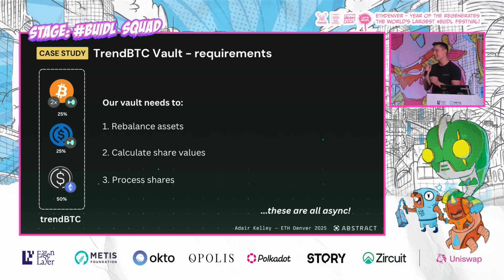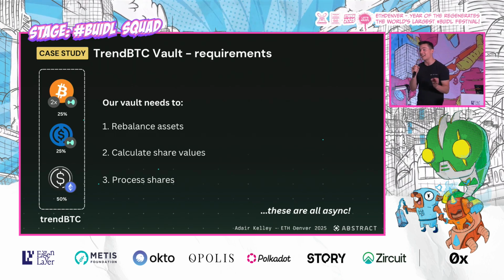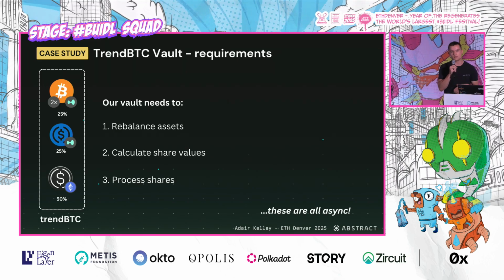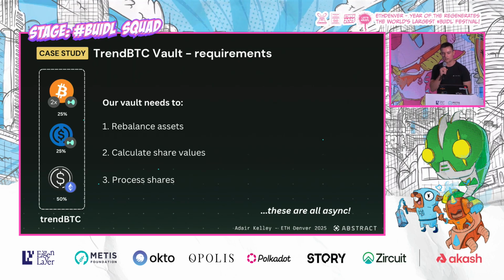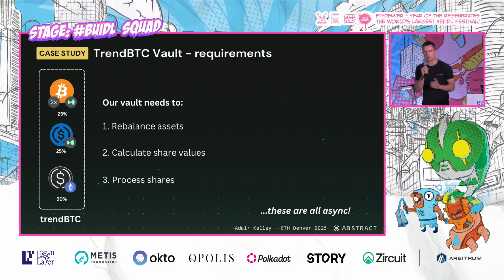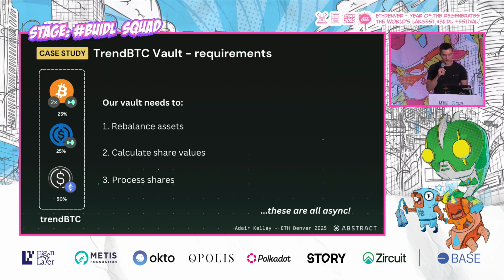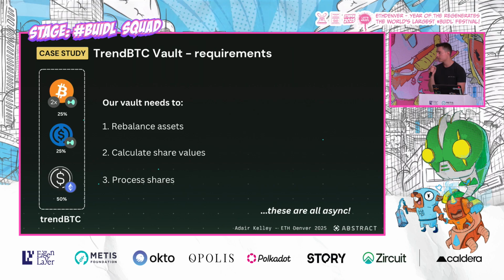Second one is it needs to calculate the value of the entire vault across multiple chains so that it can give you the proper value of those shares when you go to purchase shares in the vault. Finally, processing those shares, which is an asynchronous action because trend following is best implemented on a 24-hour interval and cannot happen synchronously, or you end up with bad execution.